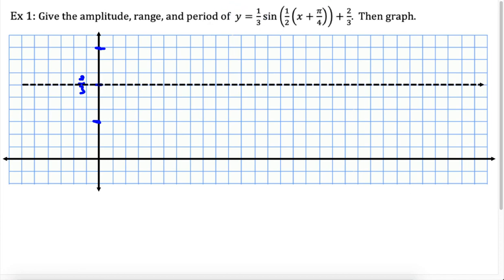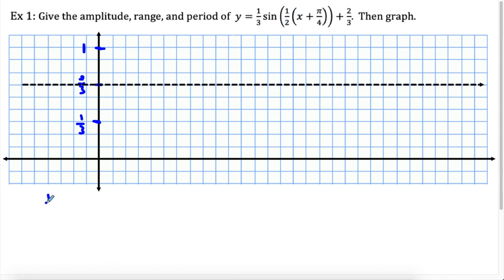Then I am going to label these points, which I already drew in. I know I'm going up and down 1/3. So if I go up 1/3, that'll be 3/3 or just 1. If I go down 1/3, I'll be at 1/3. Then the second thing that we want to do is take the inside portion and figure out what my starting and ending x values will be for one period. B is already factored out for us, so I don't need to worry about that.